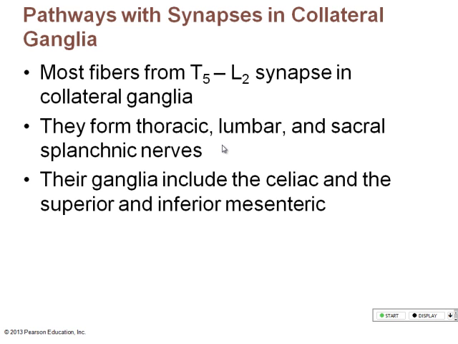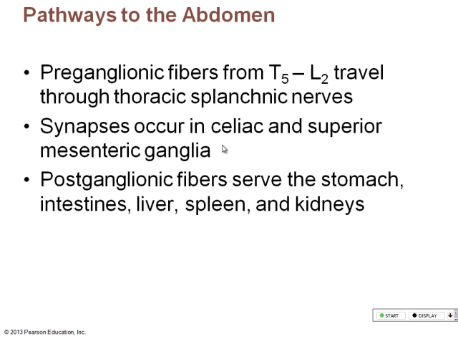So we're talking about what organs in the body? The mesentery. Anybody? Yeah, in that ventral region, digestive organs. So, synapses occur in celiac and superior mesenteric ganglia, controlling different abdominal regions. Postganglionic fibers serve the stomach, intestines, liver, spleen, and kidneys.